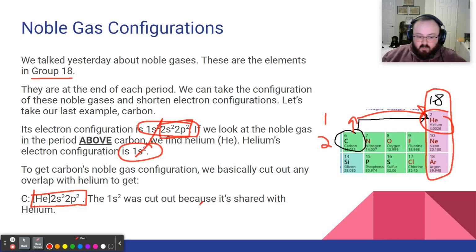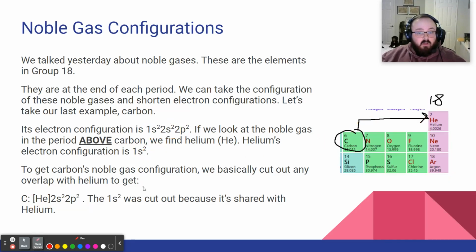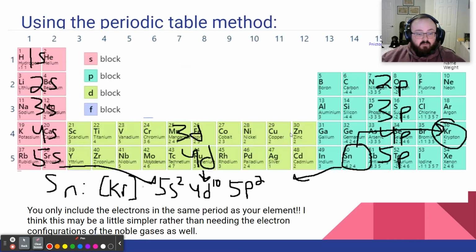Alright? And I'll get to why this is important soon. So that is the noble gas configuration. That's how we had previously done it. I had given you the electron configurations of the noble gases. I gave you a table that had all of them. Here's another way to do this. And I'm going to do this with tin. So you still want to find tin, which is over here, circled.